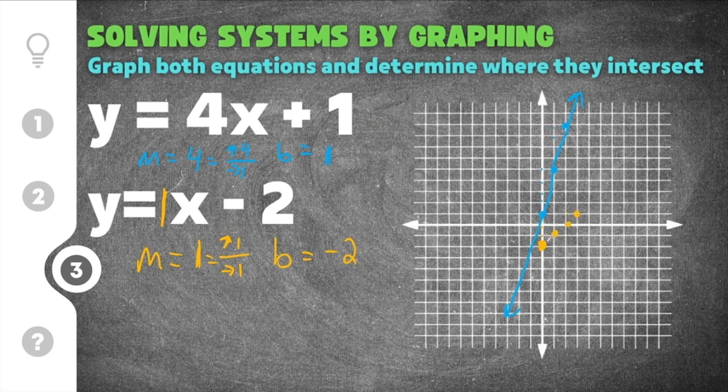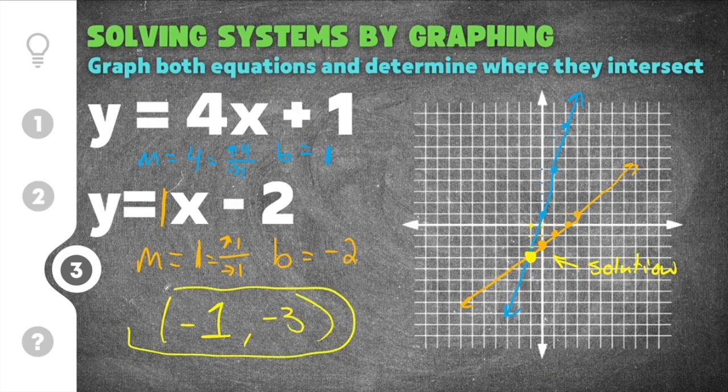And then when you graph this, extend the line in both directions, and they intersect at this point right here, and that point of intersection is our solution. And you have to write your solution as an x and a y coordinate. So our x coordinate is going to be negative 1, and our y coordinate is 1, 2, 3, negative 3. So the two equations cross in this system at the point negative 1, negative 3, and because that's where they cross, that's going to be the solution.